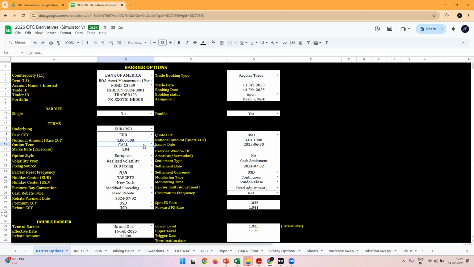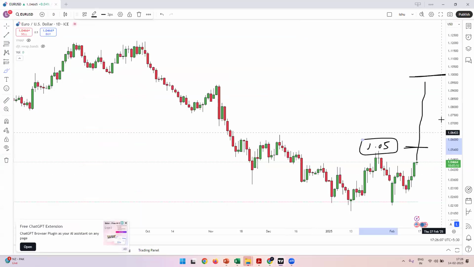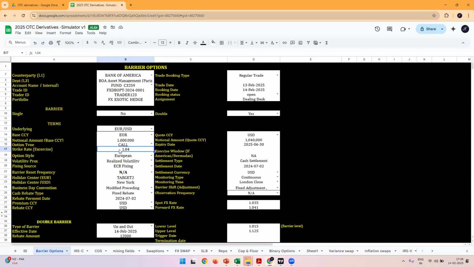Now, the type of option here, you can see, can be call or put. If I select call, I have the right to buy euro at 1.04. It doesn't matter whether the euro goes to 1.08, 1.09, I have the right to take euro.